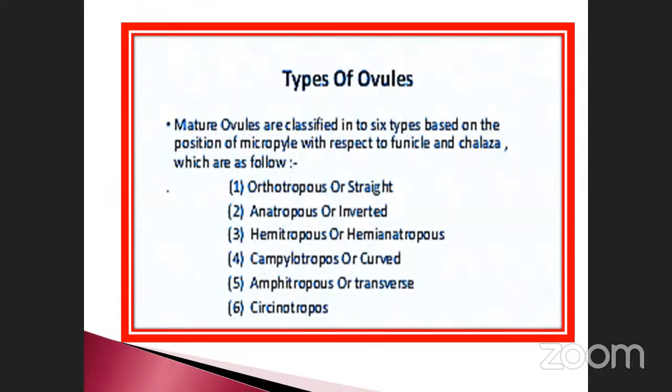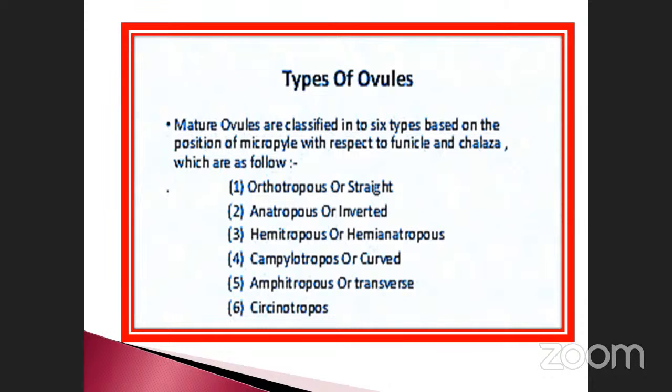The orthotropous ovule is straight in nature, which means the chalaza, funicle, and micropyle are all in a straight line. Anatropous is the inverted one, with a small bend-like structure. Hemianatropous is partial anatropous, hemi meaning partial. Campylotropous is a curved one. Amphitropous is transverse, which looks like a T shape. And circinotropous: these are the 6 types of ovule based on the micropyle, funicle, and chalaza.